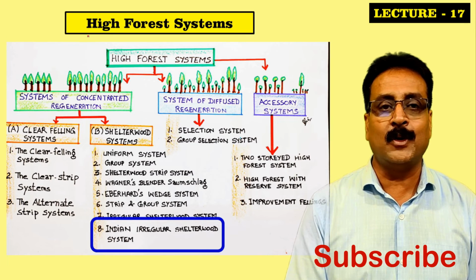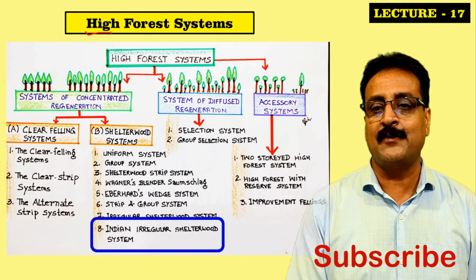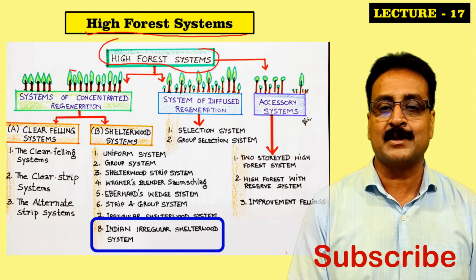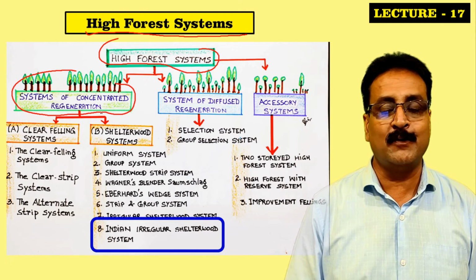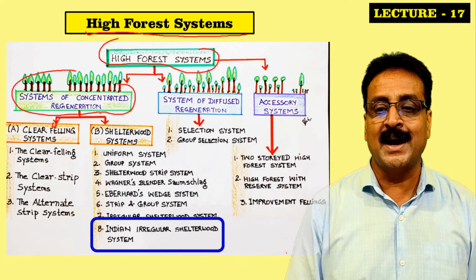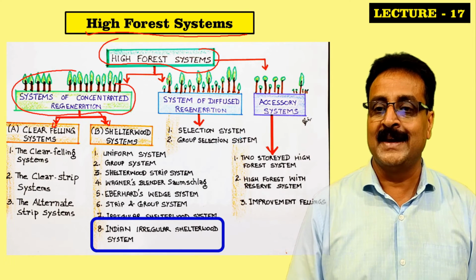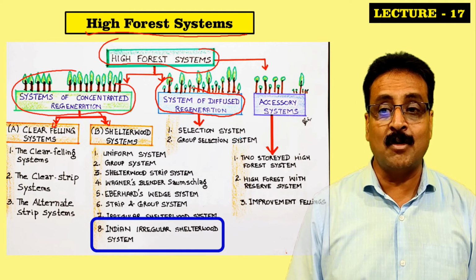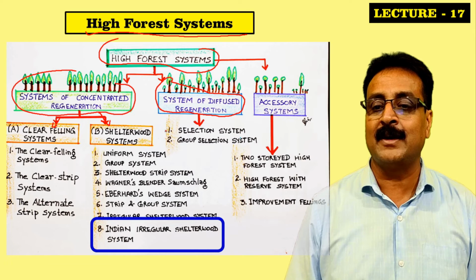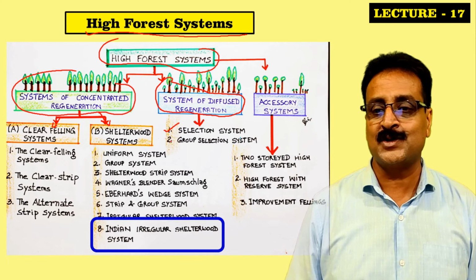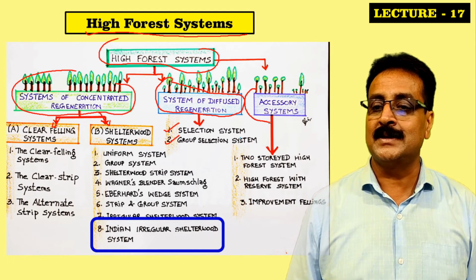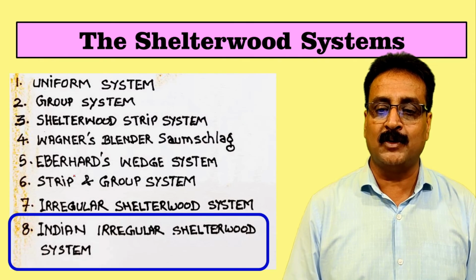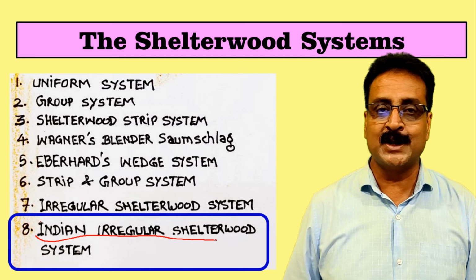We are on the silviculture system as a high forest system, which has already been explained. In the high forest system, we have the system of concentrated regeneration, where we covered the clear felling system, and we are on the shelterwood system. Then we have the system of diffuse regeneration. This is a more complex system and more skill is required. Here we will study the selection system, the group selection system, and the last one is an accessory system. So in this lecture, we are going to study the Indian Irregular Shelterwood System.